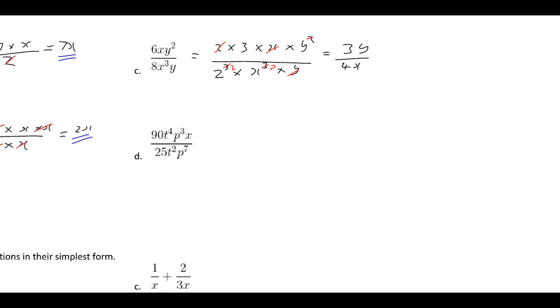Done. And again, you don't have to use this method of timesing them out. I don't bother normally, but if you're finding one hard, breaking them into their prime factors for the numbers and breaking them up into their individual different letters for the algebra can make your life a lot easier.